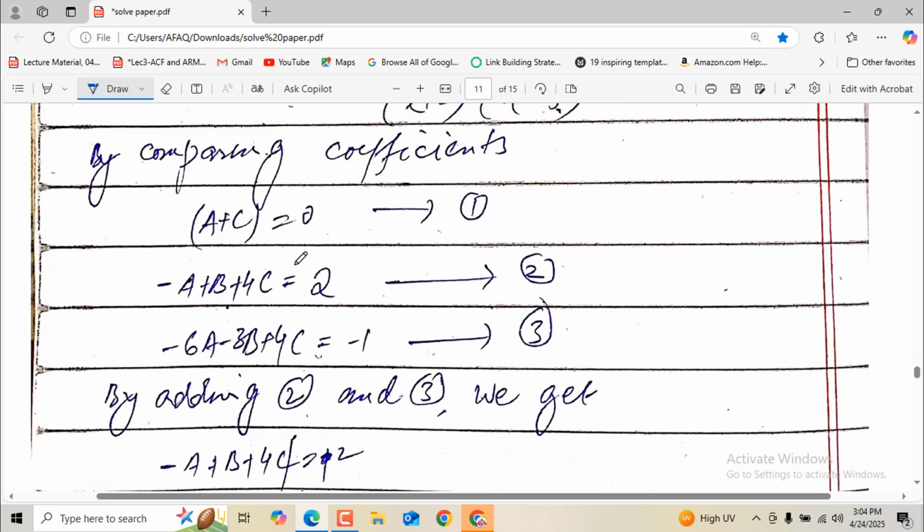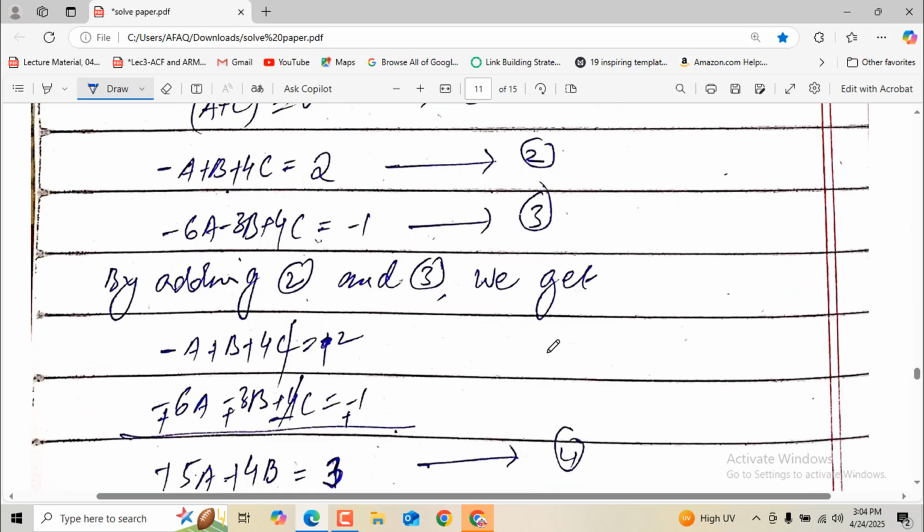By comparing coefficients, A + C = 0 because there is no element of x^2 on the left hand side of the equation. -A + B + 4C = 2, we call it equation 2. -6A - 3B + 4C = -1, we call it equation 3.